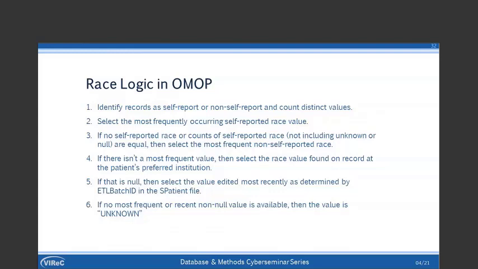And the business logic that they use to identify race in OMOP is going to be based on prioritizing the newer collection methods in self-identified race and using the most frequently occurring value. So they will select the most frequently occurring self-reported race as the race value that is identified in OMOP. If that doesn't exist, then they will use the most frequent non-self-reported race, followed by the race at the patient's preferred institution, or they will try to identify the most recently edited value. And finally, if that hierarchy fails, then they'll have a value of unknown.